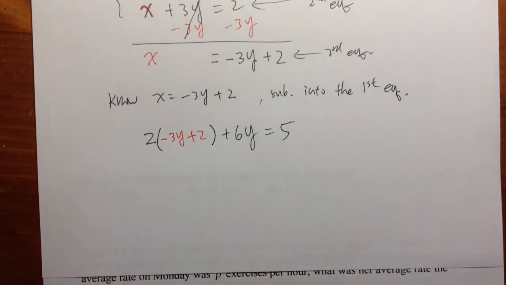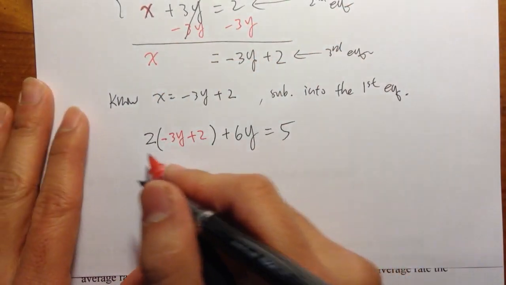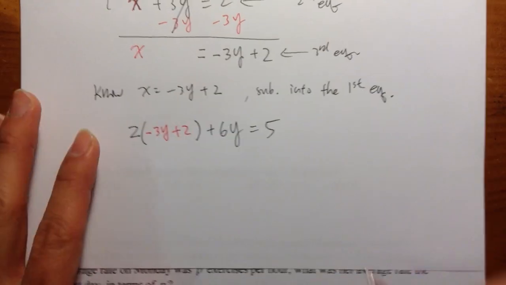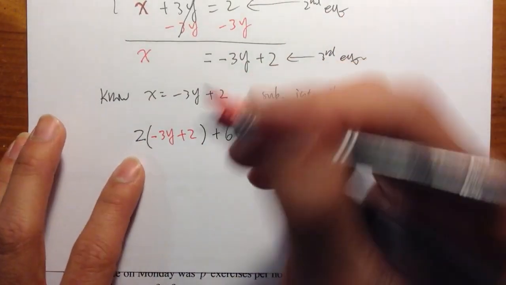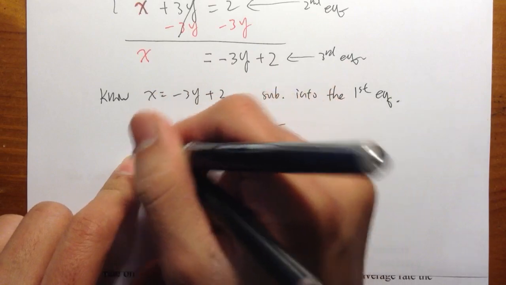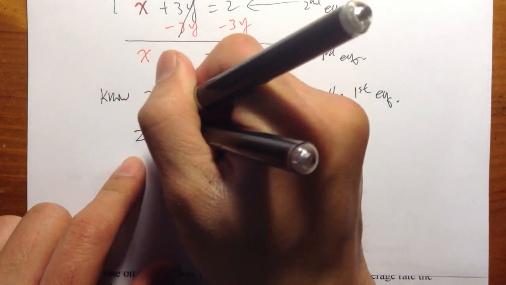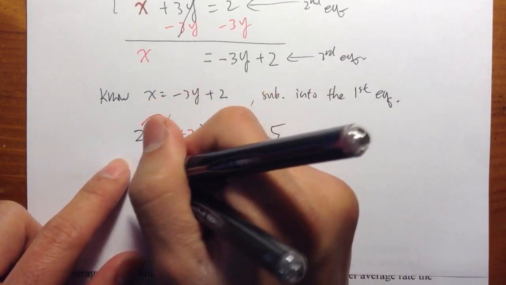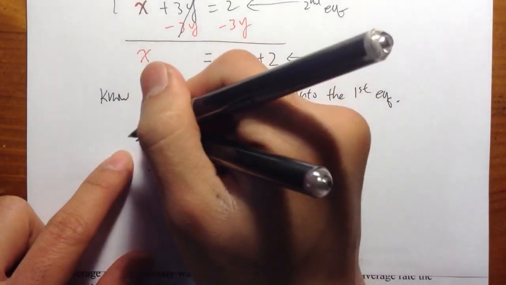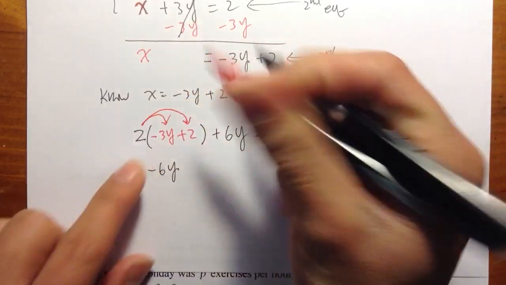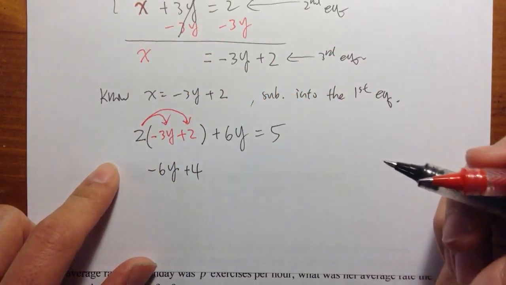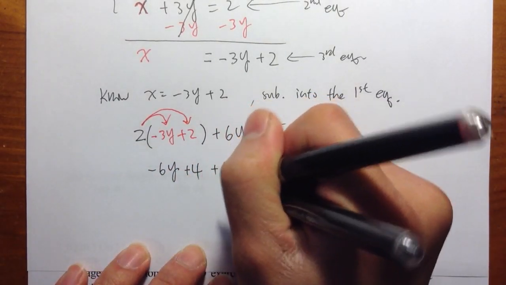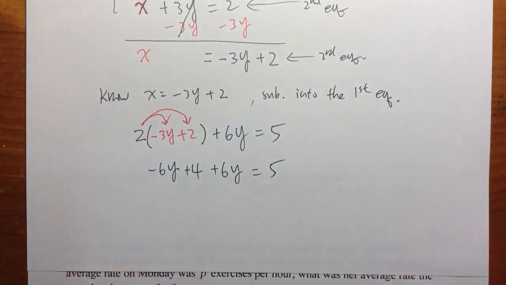Okay, we are in business. Now we have just one equation with one unknown, which is y. To solve this, take care of the parentheses. I have the number 2 in front of it, so distribute the 2 to the negative 3y. I get negative 6y. Also take the 2 and multiply with this 2. I get plus 4. And then I have the positive 6y right here, so plus 6y, and this is equal to 5.